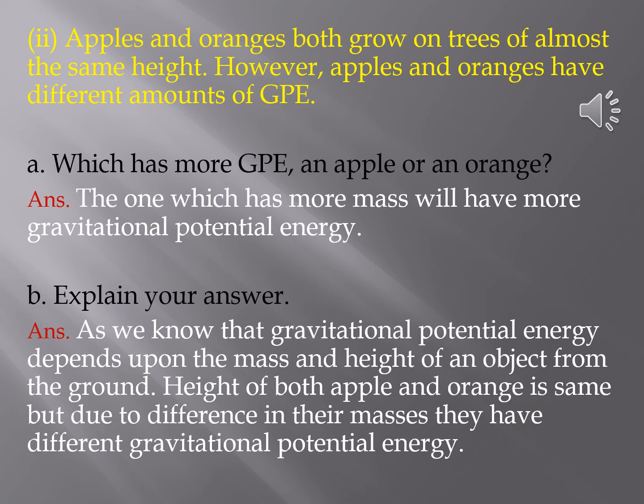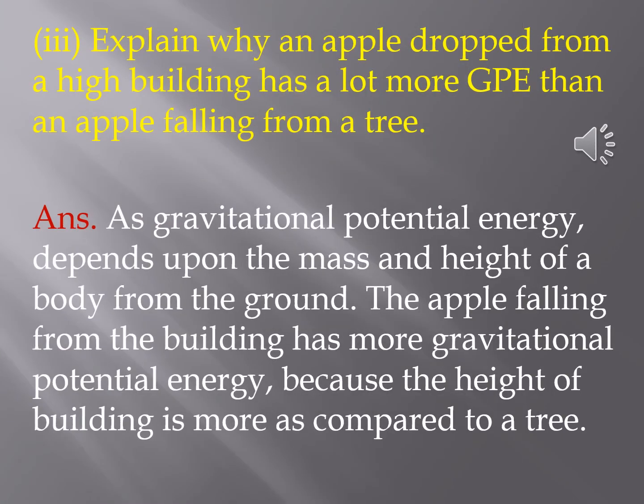Its answer is, as we know that gravitational potential energy depends upon the mass and height of an object from the ground. The height of both apple and orange is the same, but due to the difference in their masses they have different gravitational potential energy.